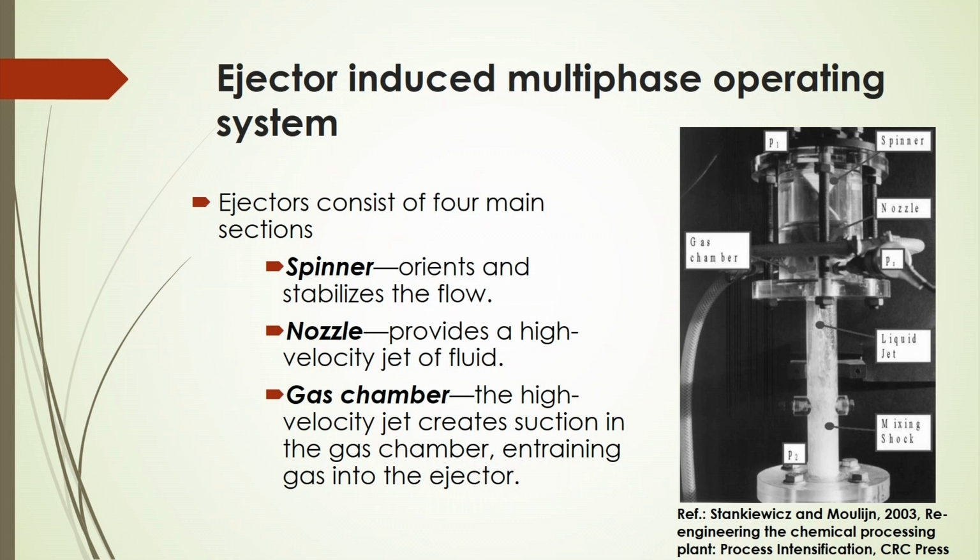One is the spinner, which orients and stabilizes the flow. As shown in the figure, there is the nozzle, and this nozzle provides a high velocity jet of the fluid. Then the gas chamber: the high velocity jet creates suction in the gas chamber that entrains gas into the ejector.